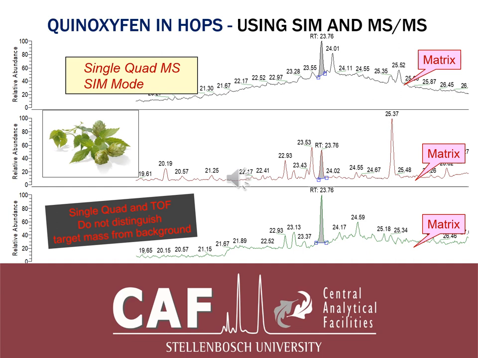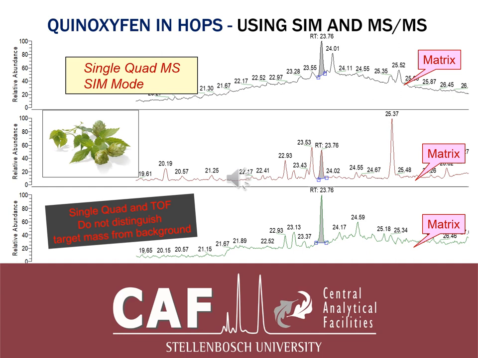Right here, it shows an example of using a single quad in the MS mode, and also comparing with the time of flight and the MS/MS when using the triple quad. The MS/MS slide is going to come after this one, but if you look at these three slides, look at the matrix, how it looks. There's a lot of interferences. The peak of interest is at 23.76 minutes. Look how that peak looks from quinoxyfen in hops.